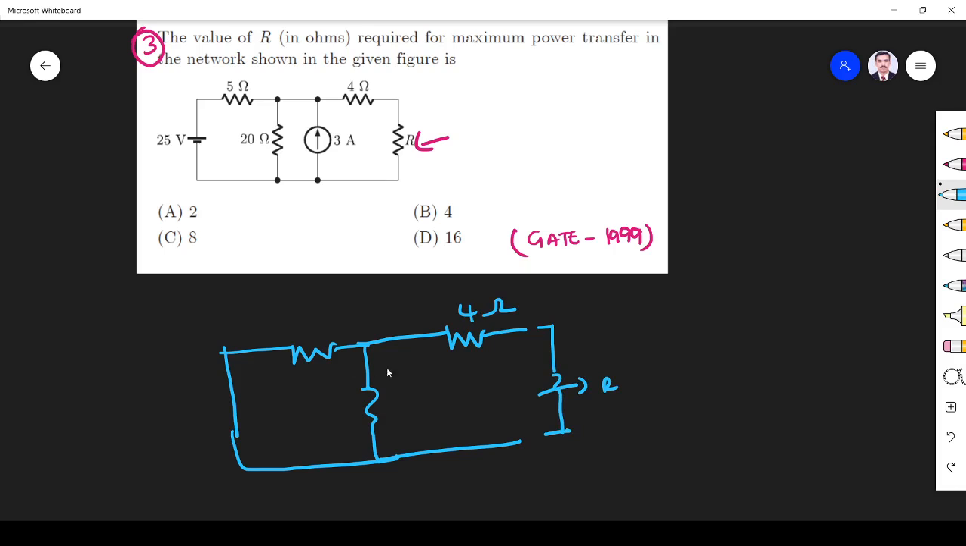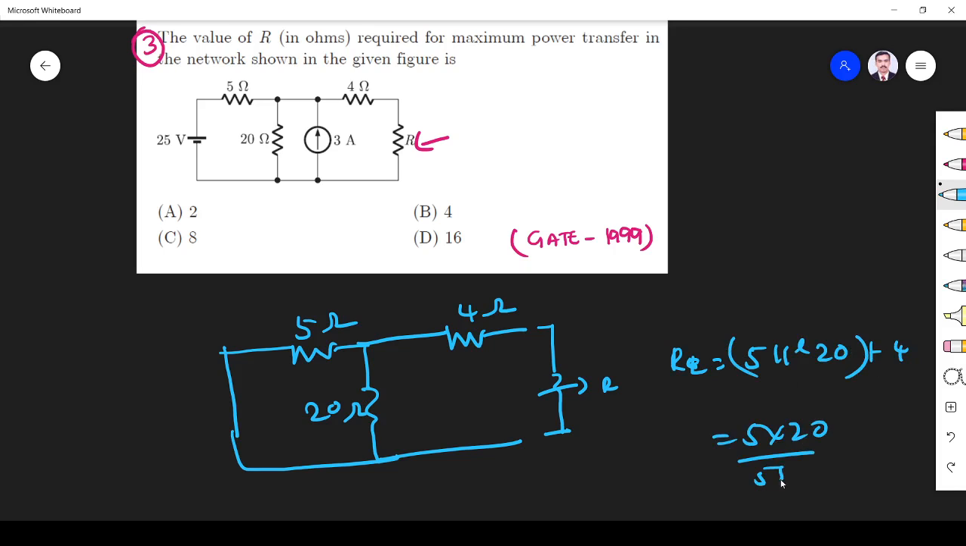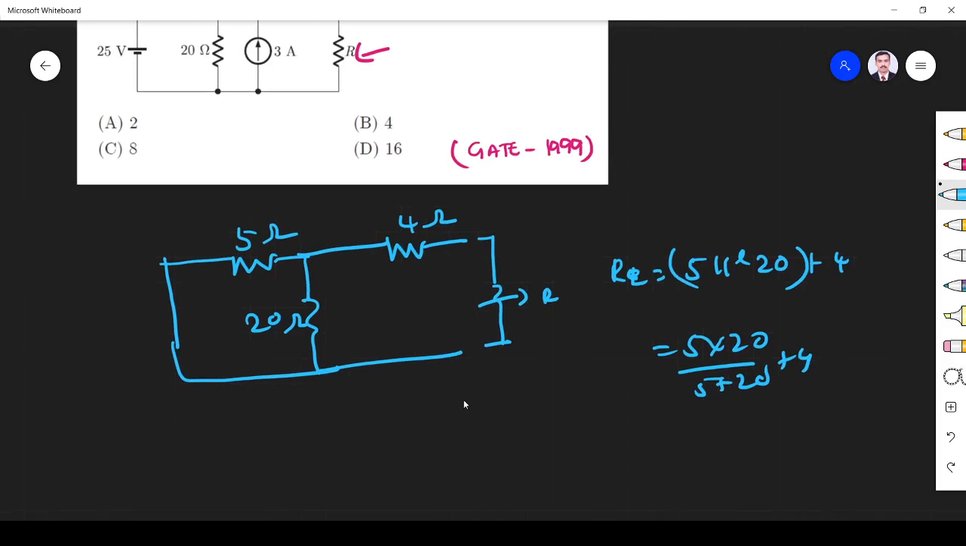So 4 ohm, 5 ohm, 20 ohm. Now you see this 5 and 20 are parallel and it is in series with the 4 ohm. So 5 parallel 20 must be in series with the 4. So 5 into 20 divided by 5 plus 20, plus 4, that is 100 by 25, which is 4, and 4 plus 4 is 8. So it is 8 ohm. So the answer is 8 ohm, right?